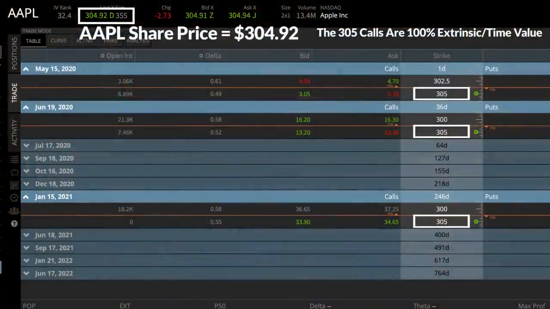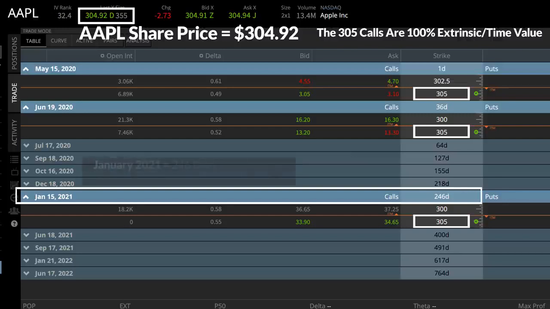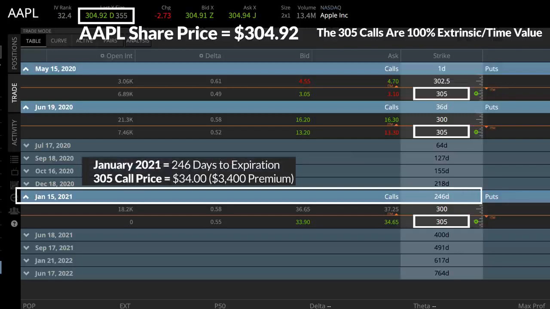As we can see, the call option with a strike price of $305 in the January 2021 expiration cycle is trading for $34, meaning that the cost or premium of that call option is $3,400.